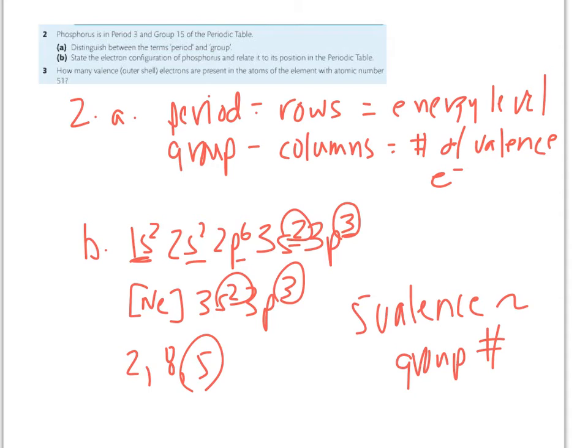Number 3 then, how many valence outer shell electrons are present in the atoms of the element with atomic number 51? When I find 51, I see that it's Sb or antimony, and it's in family 15 as well. So it also has 5, just like phosphorus.